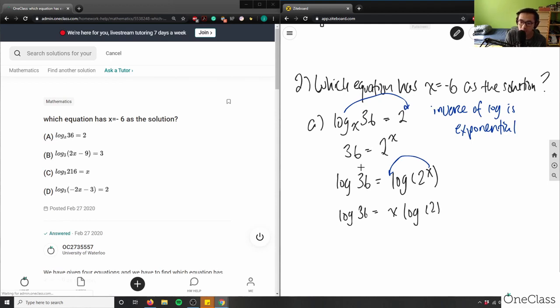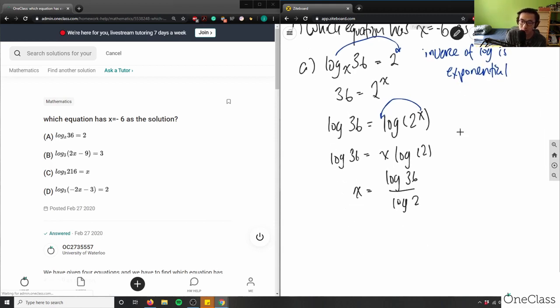Then I can move log 2 to the other side and divide both sides by log 2. So x equals log 36 divided by log 2. I can plug this into my calculator. Log 36 divided by log 2 gets me about 5.17, 5.1699 or something. If I plug it back in, I get very close to 2.